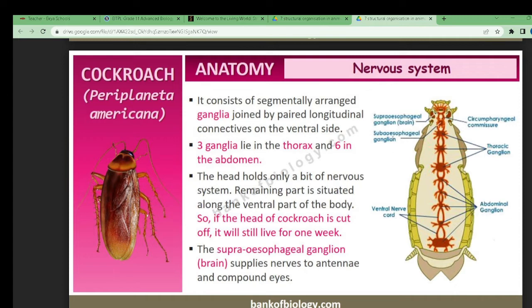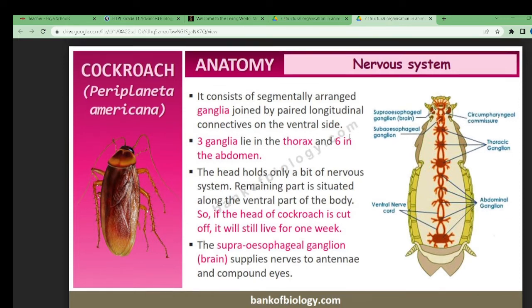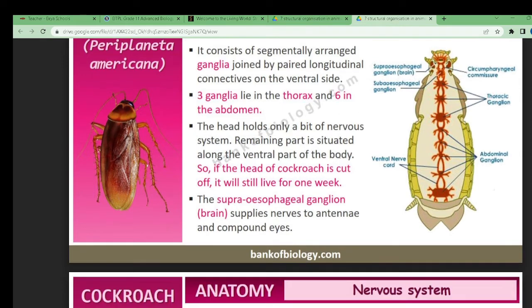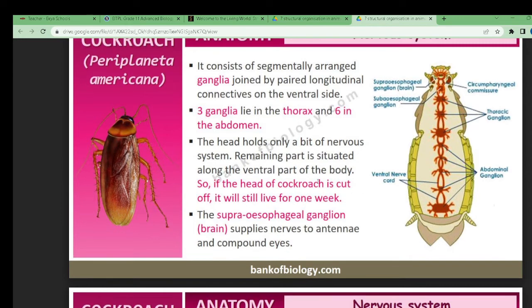Phagal ganglion is present, and supraesophageal ganglion is present. So these are the three ganglia. Three ganglia lie in the thorax and six in the abdomen. Then the head holds only a bit of the nervous system. The remaining part is situated along the ventral part of the body. So if the head of the cockroach is cut off, it will still live for 1 week.